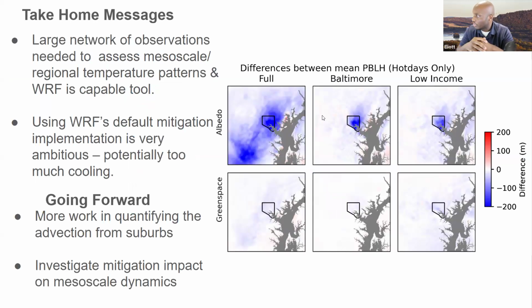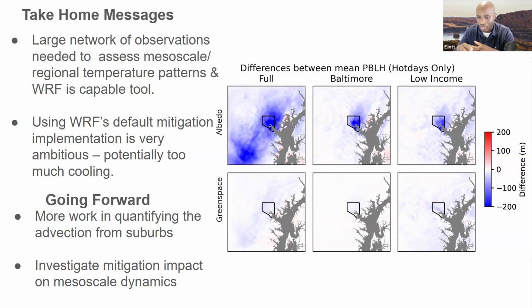We've also looked at this in a few other capacities, but I'll just leave it here for some of the take-home messages, especially with the observations. It's very important to use this large network of observations, and we're able to make good use of these to understand the temperature variability. And we know that WRF is a very capable tool in helping us to understand this mesoscale variability. But when it comes to the mitigation, this type of implementation is very important because the default is very ambitious, which could lead to us potentially overestimating how effective some of these strategies are.